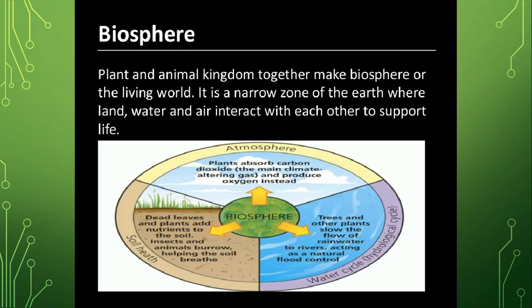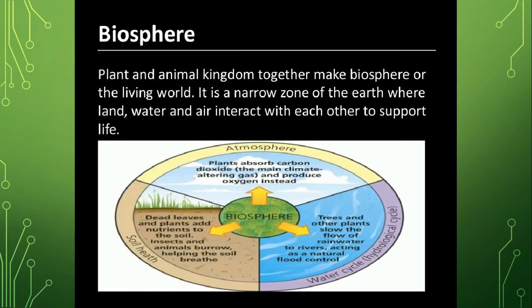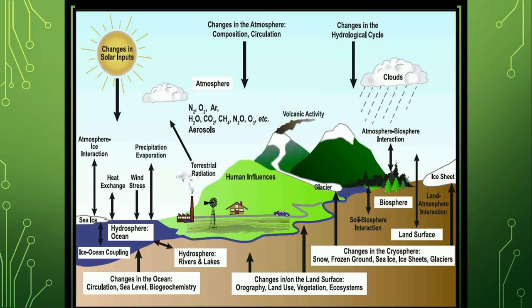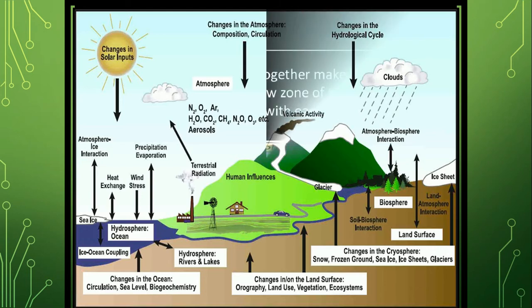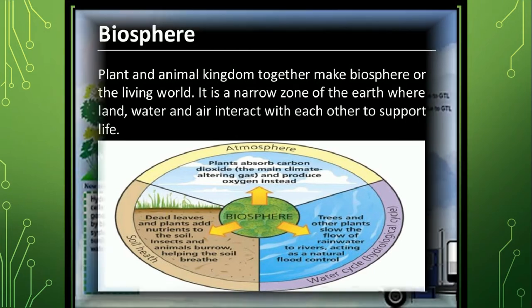It is a narrow zone of the earth where land, water and air interact with each other to support life. It is commonly known as the global sum of all ecosystems and consists of several layers including the atmosphere, the lithosphere and the hydrosphere. The biosphere is made up of the part of earth where life exists. The biosphere extends from the deepest root system of trees to the dark environment of ocean trenches, to lush rainforests and high mountain tops.